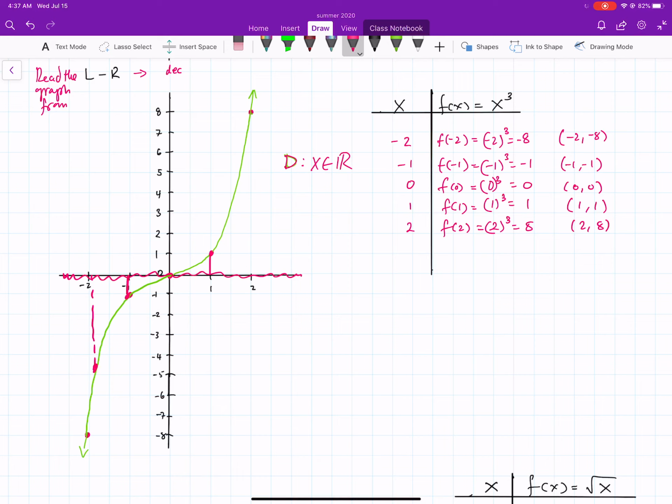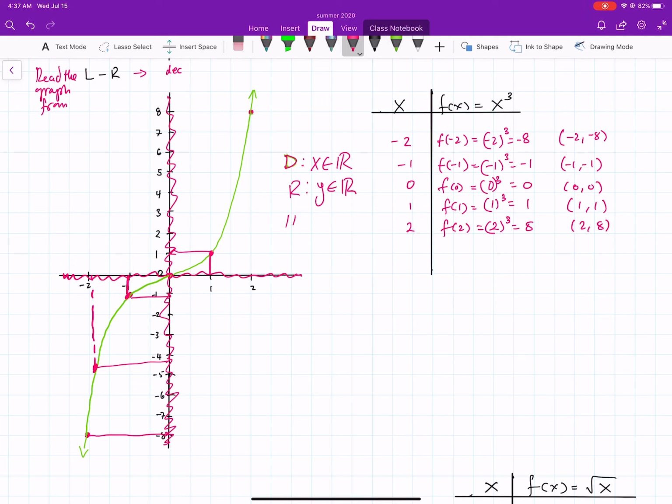And then if you look at the corresponding y value, since this is going forever, you can clearly see that it's all the y values. All right, because for every x, you have an output. Every x, you have an output. So the range is also all reals.